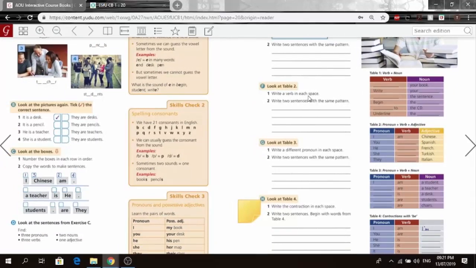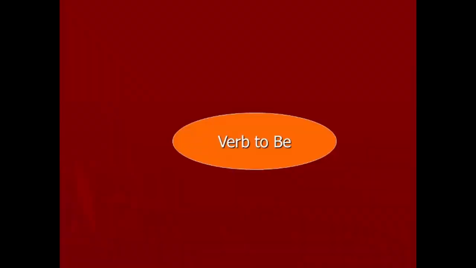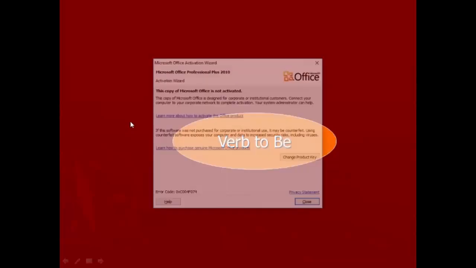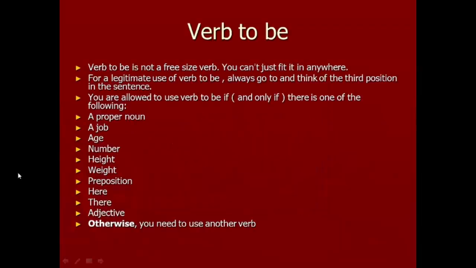Write a verb in each place. Okay, so table 2 is pronoun plus verb plus adjective, and he wants us to use the verb to be. This is going to be interesting because I have something that you guys will enjoy. I told you guys I'd go more into detail, and this is where we're going to do it. So verb to be. Here we go. Okay, so verb to be.